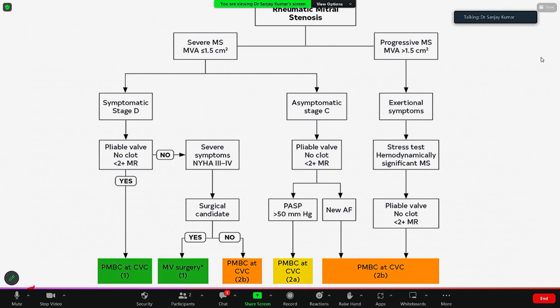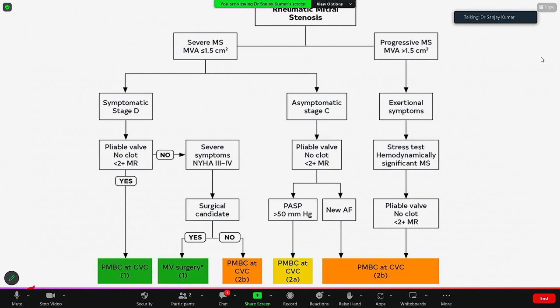Now let's talk about severe MS. If the patient is symptomatic, which is stage D disease, the valves are pliable, there is no LA clot, and the degree of MR is less than 2, if all these criteria are fulfilled, then the patient goes for percutaneous mitral valve commissurotomy at a comprehensive valve center. If not, for example if there's LA clot or the valves are not pliable, and the symptoms are severe, with the patient in NYHA class 3 or 4, then it becomes a surgical candidate.